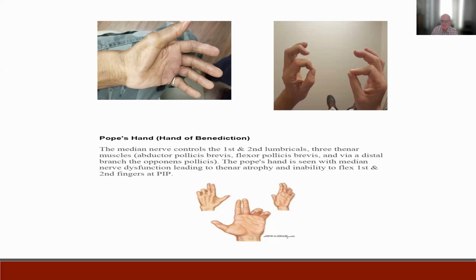Oh, just take a guess. Come on, man. You got a choice. C5 to T1. What do you think? What would control thumb flexion and index finger flexion? Yeah, it's more C8. Classically C8. C8's the nerve root. Okay.